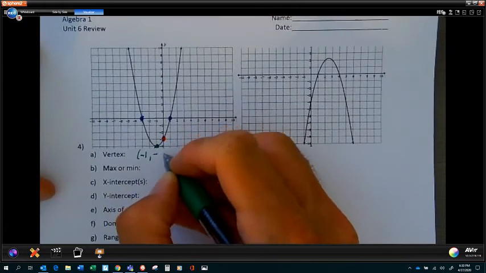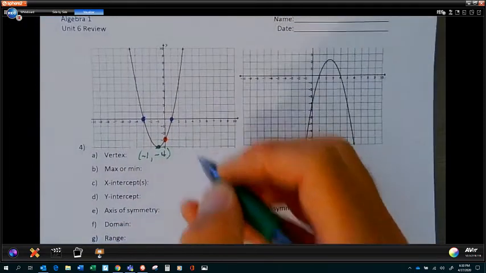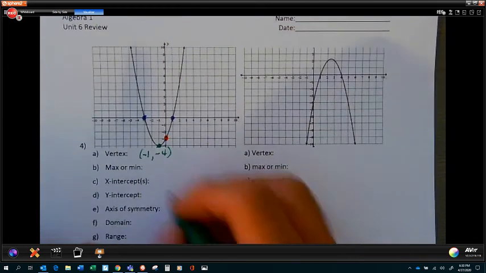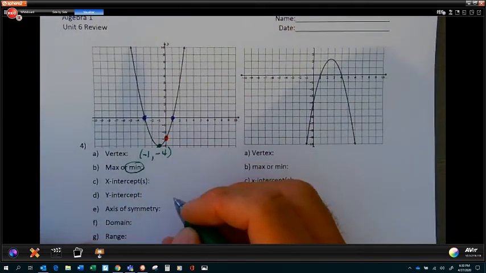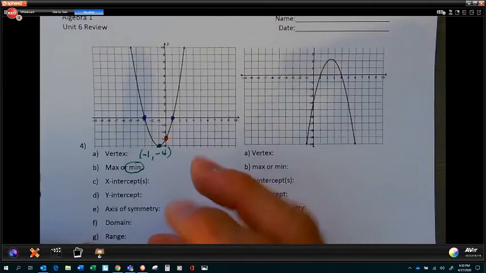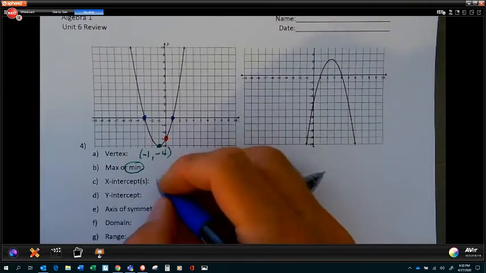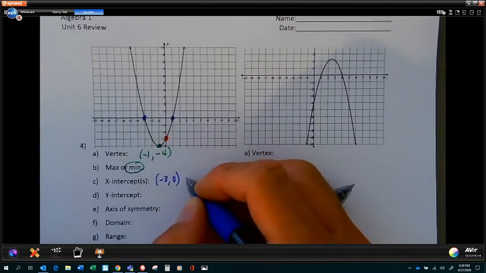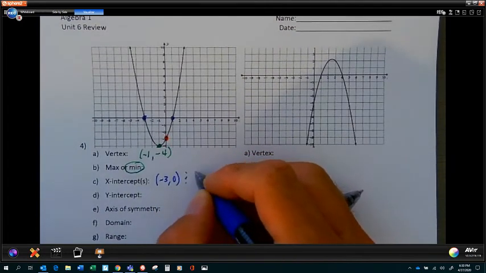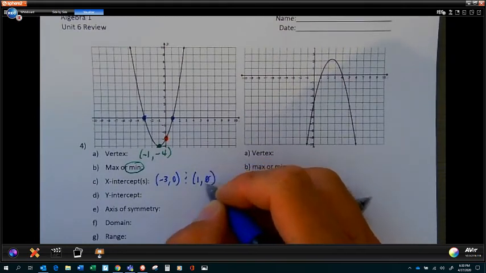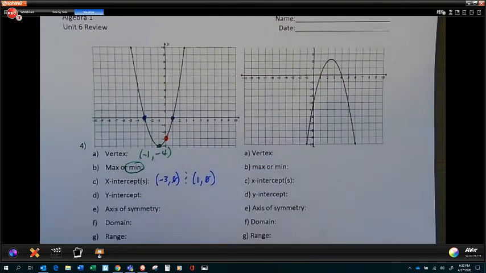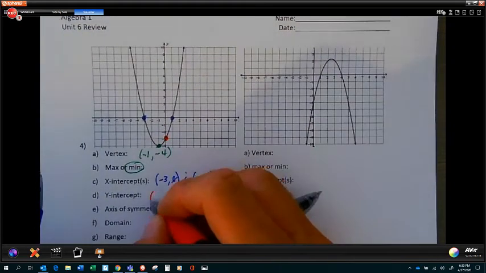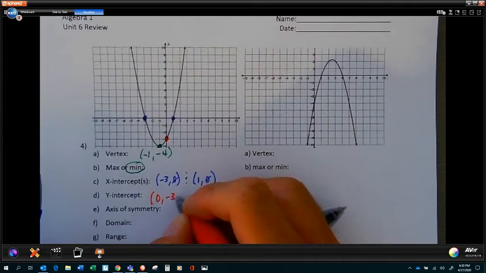-1, -4. It's a minimum. X-intercepts. Go blue. -3, 0. y-intercept is 0, -3.